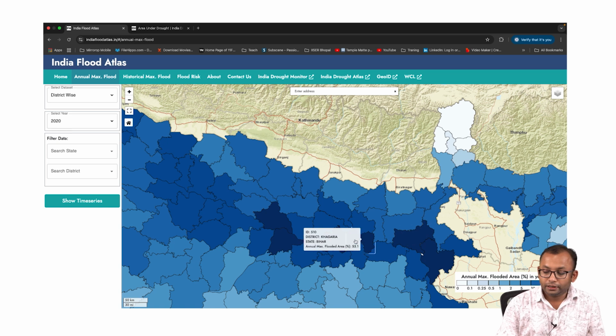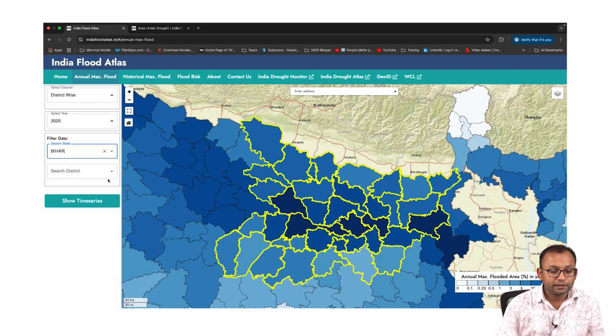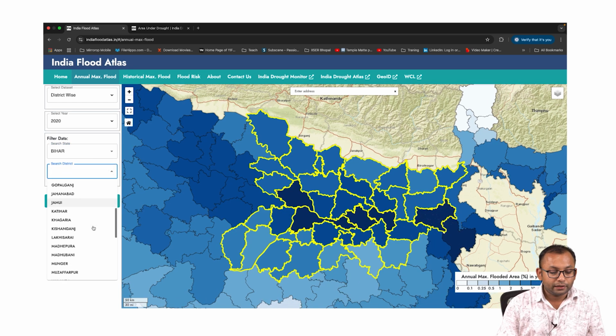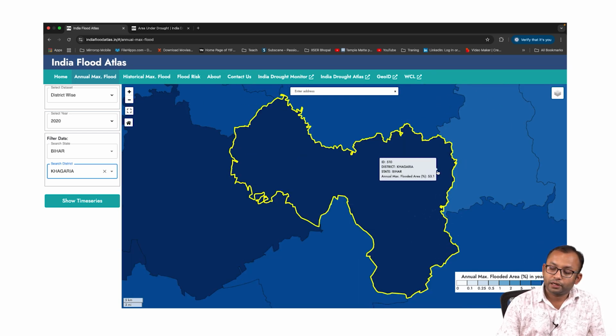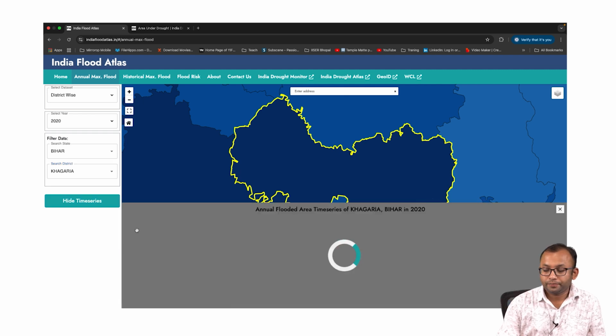If I click it here, I can select this particular district from here. So, I select Bihar, and then I select Khagaria district. Now, this is the district boundary of Khagaria in Bihar, which is one of the regions which is highly vulnerable in terms of flooding. Now, I can click here, the show time series option.